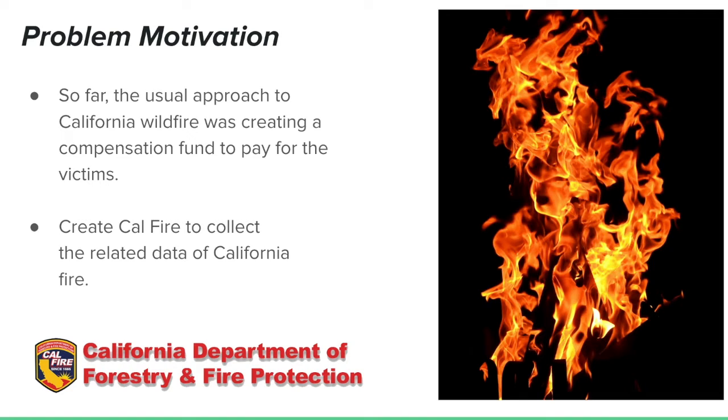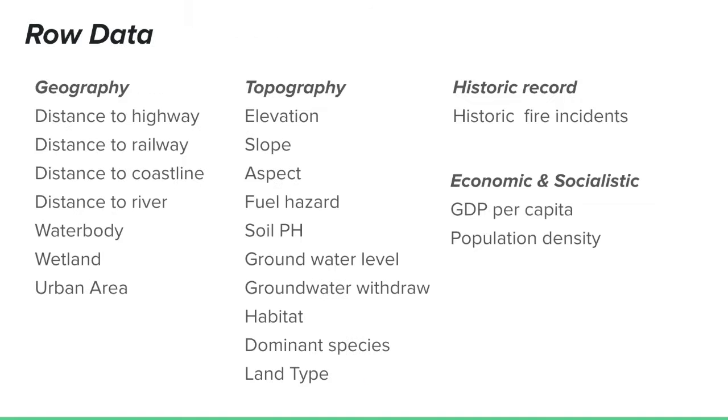There is a website called Wildfire which collects most of the data about wildfires. So today our project is going to use this database to create machine learning models to predict the fire risk of California areas. At the beginning of the project, we chose some raw data. Those are the four parts of data we use: geography, topography, historical record, and economic data.